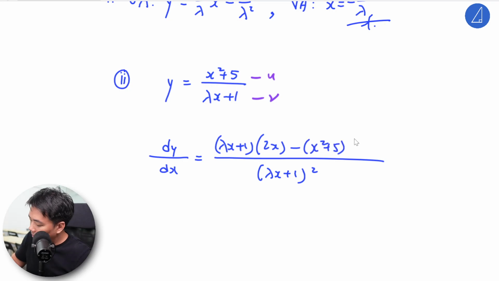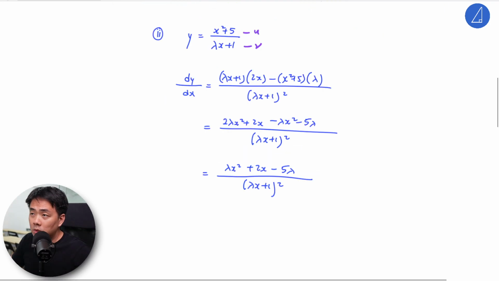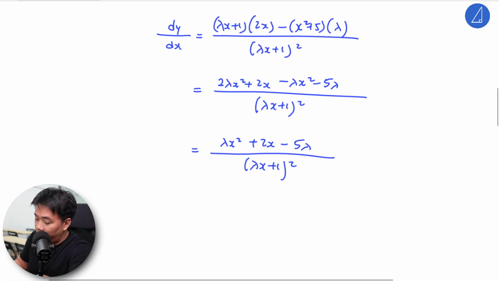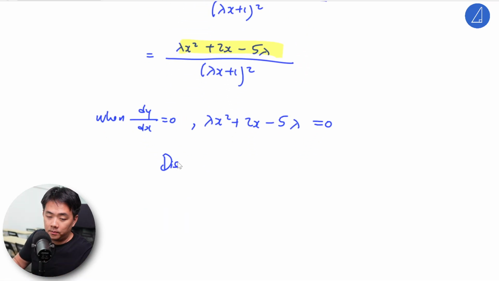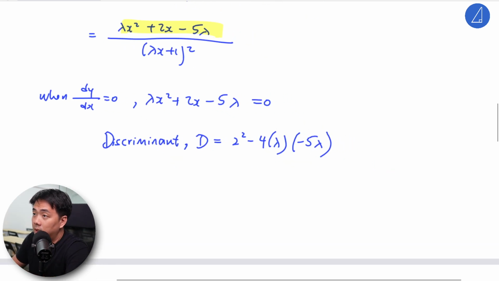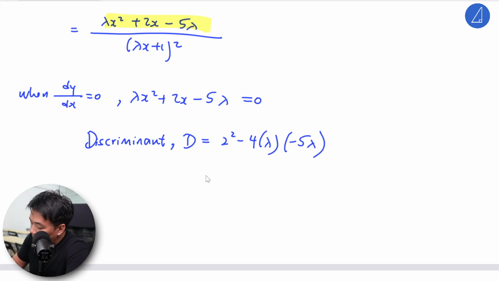minus u dv/dx, which is lambda. So in this case, I got this expression here. I expand and simplify the numerator. When dy/dx equals 0, I know the numerator will be 0, right? But here, I'm just going to use the discriminant. So the discriminant is b squared minus 4ac. That will give us 4 plus 20 lambda squared. So obviously this is always positive.